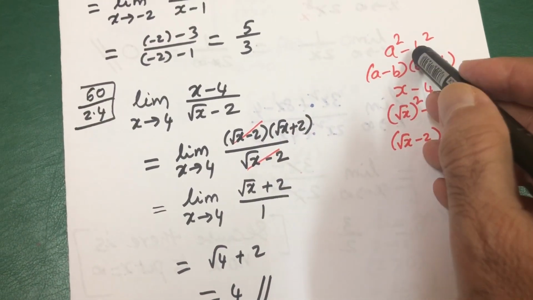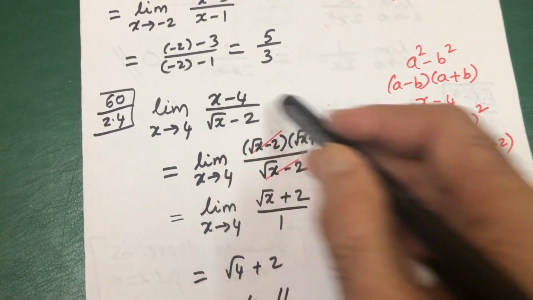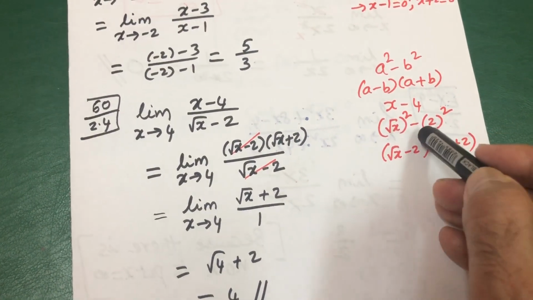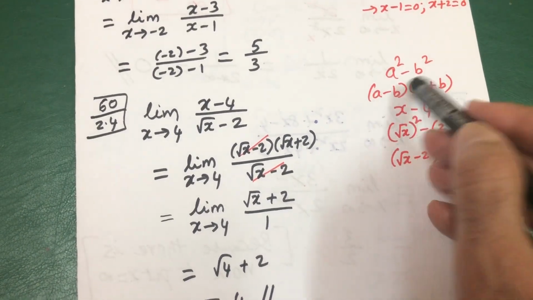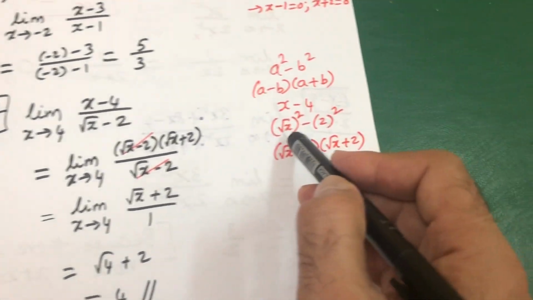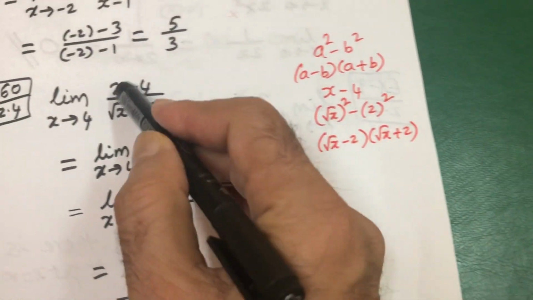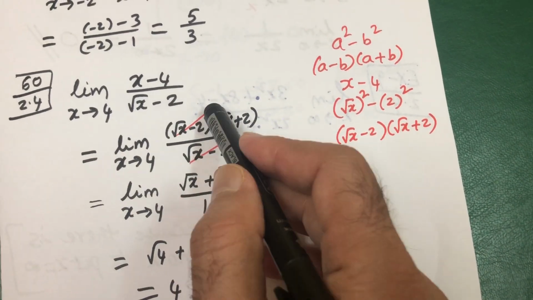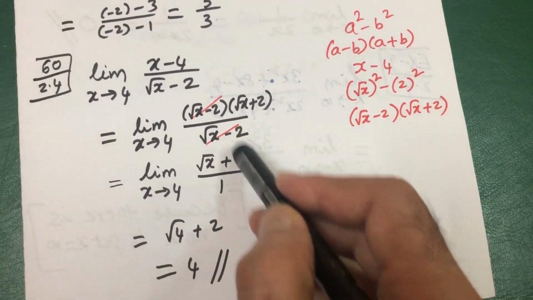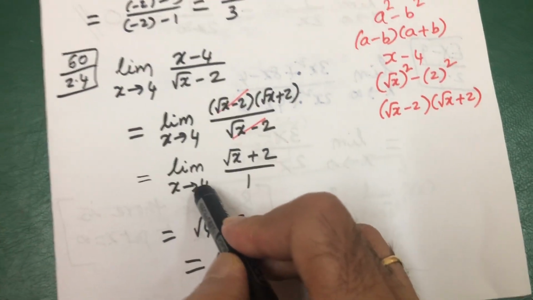Once again, a square minus b square is a minus b multiplied by a plus b. This x minus 4, I write as root x square minus 2 square. Root x square is x. So a square minus b square is a minus b multiplied by a plus b. In the same way I get root x minus 2 multiplied by root x plus 2. So that value I put here, and then root x minus 2 down here. These two will cancel. Root x plus 2 will be left. So I put x equal to 4 as long as the down is not 0, how to do limit problems.